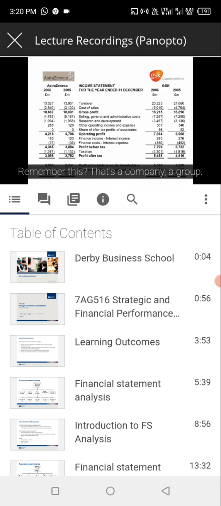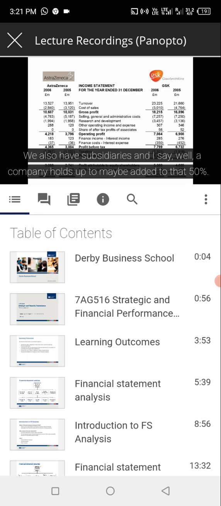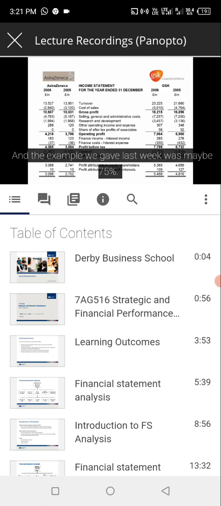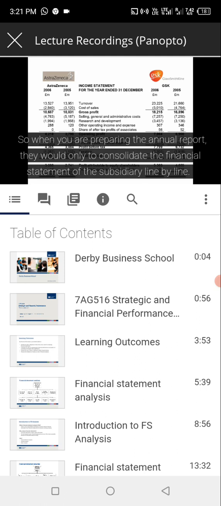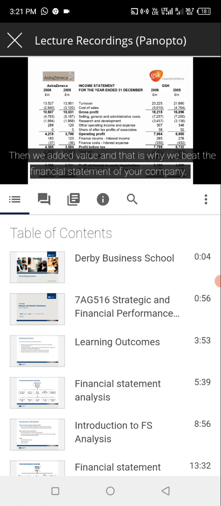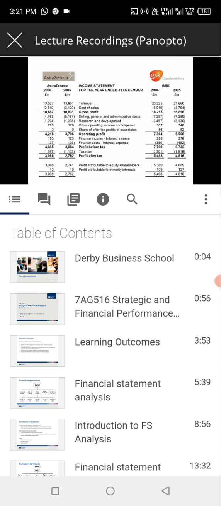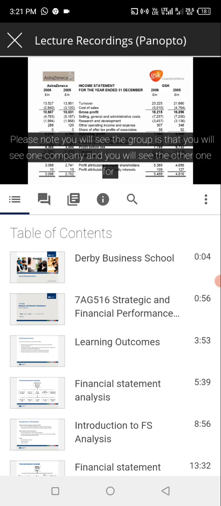Remember that a company, a group, may also have subsidiaries. I said where a company holds anything above 50%, and the example we gave last week was maybe 75%, they own 75% of the shares of another company, then that company automatically becomes their subsidiary. So when they are preparing their annual report, they would need to consolidate the financial statements of that subsidiary line by line. They will add their revenue, and that is why when you pick the financial statement of your company, please note, you will see the group.